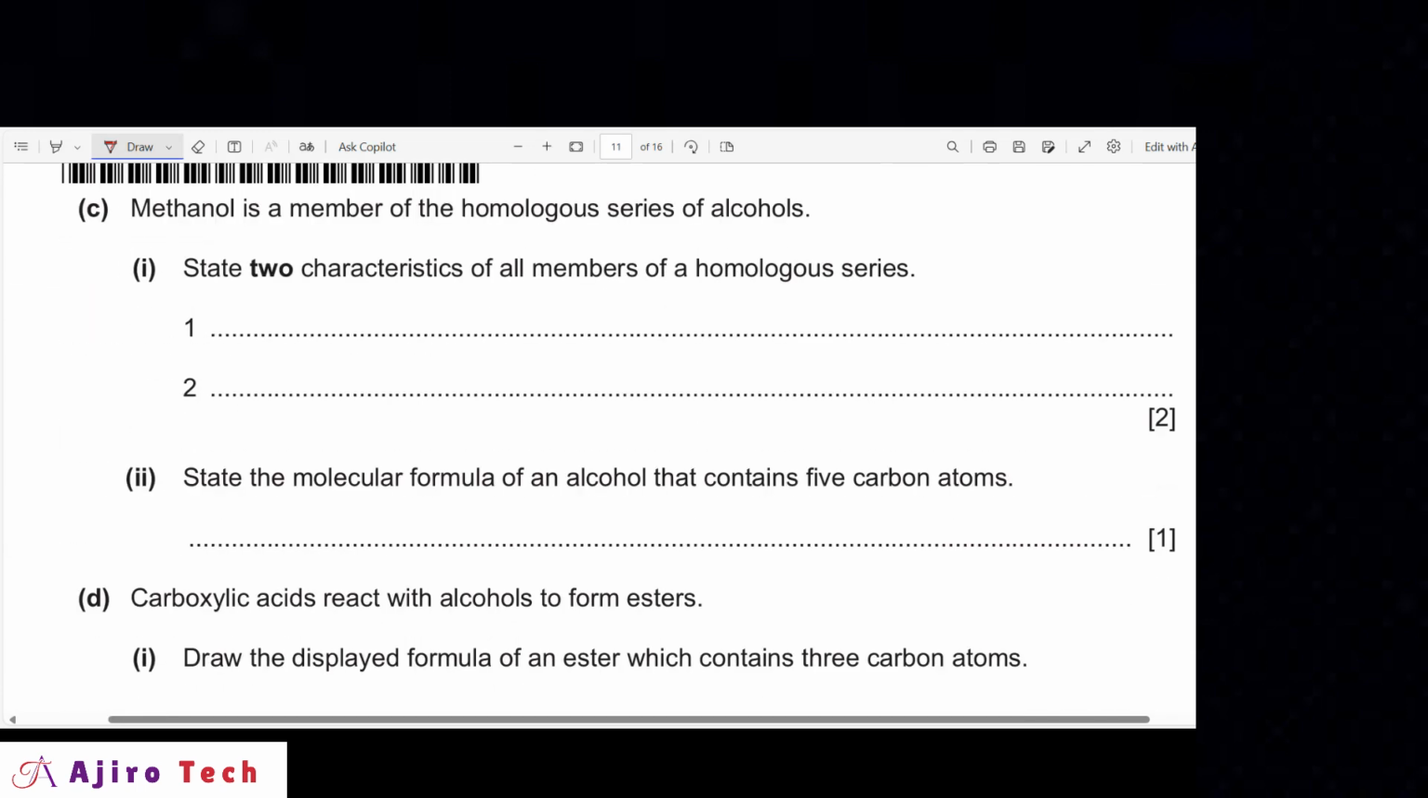Transition elements are suitable catalysts, like we learned from the periodic table. Transition elements are the most suitable elements to be used as catalysts. All right. Methanol is a member of a homologous series of alcohols. State two characteristics of all members of a homologous series. Of course, you know this. This is always a common question.